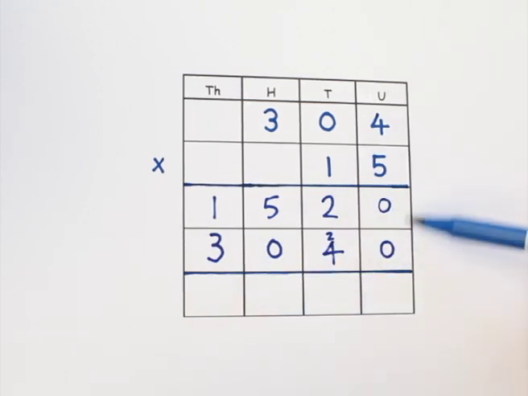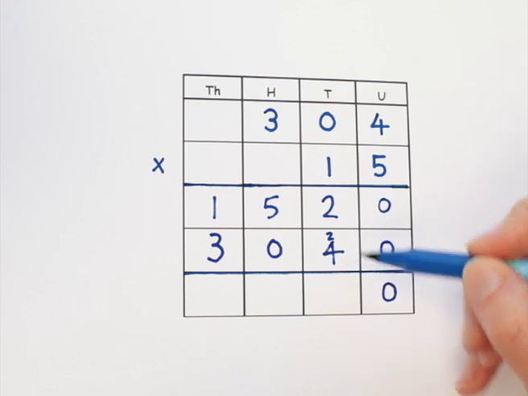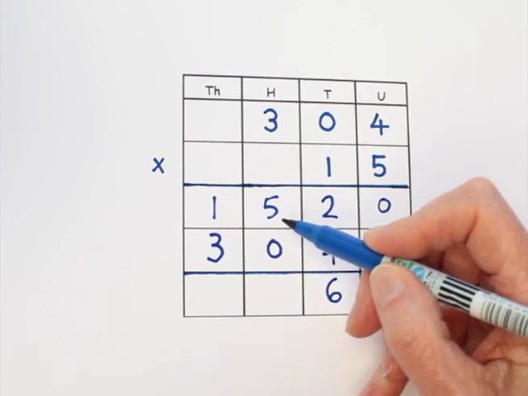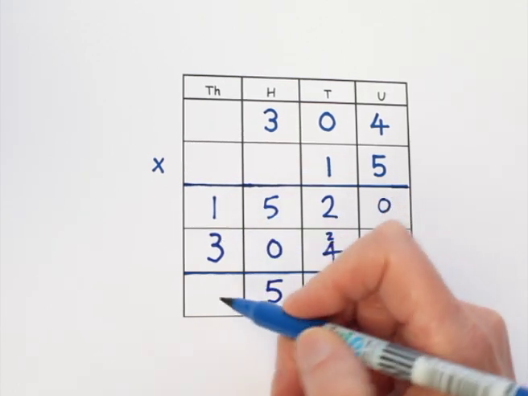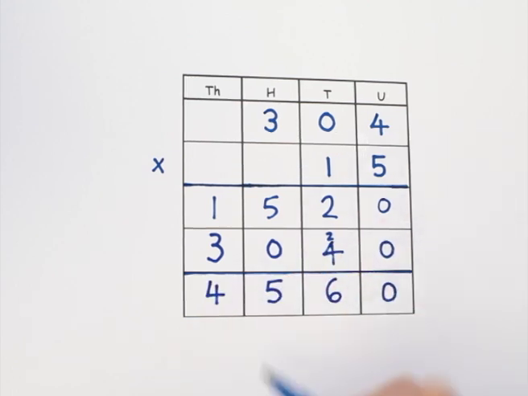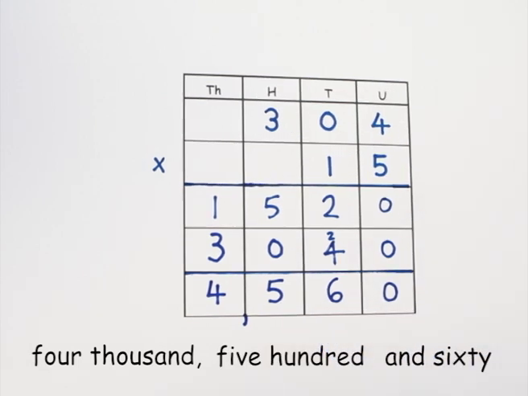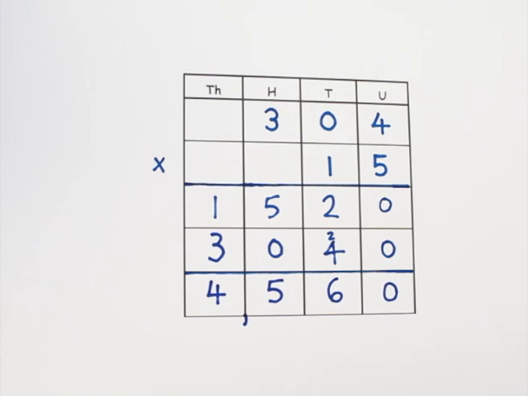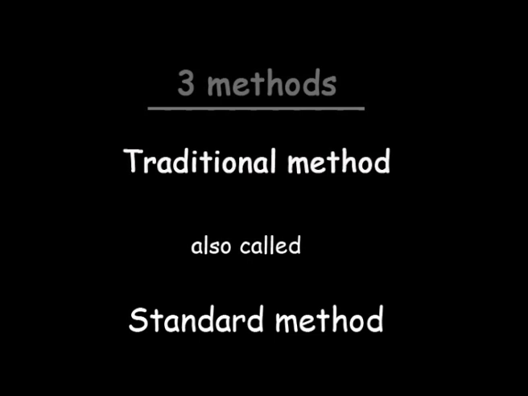Now you just have to add these two lines. 0 plus 0 is still 0. 2 plus 4 is 6. 5 plus nothing is 5. And lastly, 1 plus 3 is 4. So that's the answer, 4,560. Note that in this last example, there are 2 zeros in the units column to be added. This is because 4 5s are 20. This traditional method, sometimes called the standard method of multiplication, is the most commonly used in the UK.